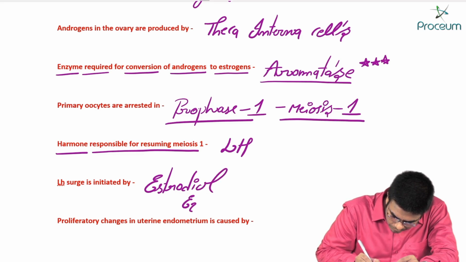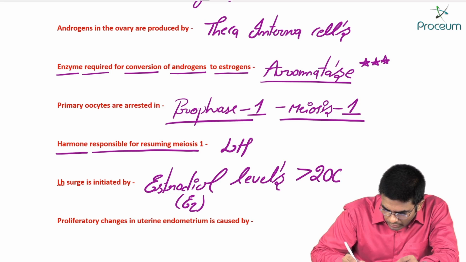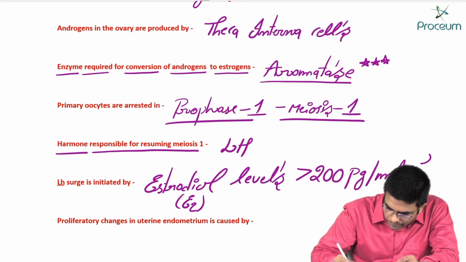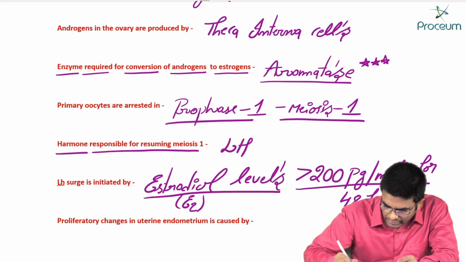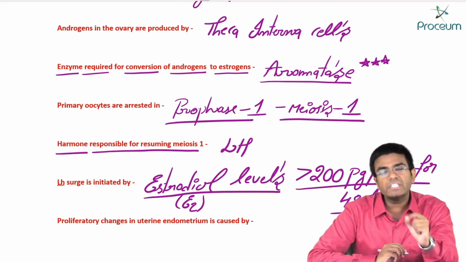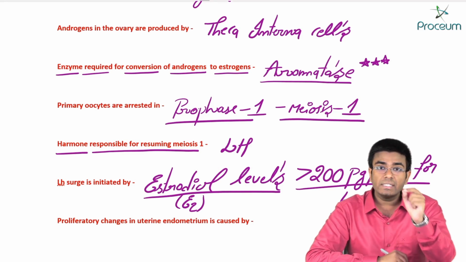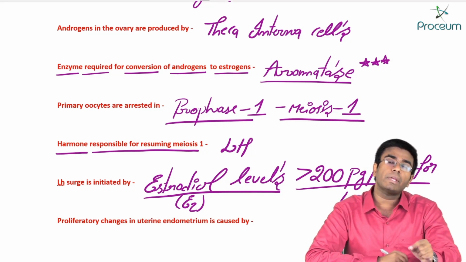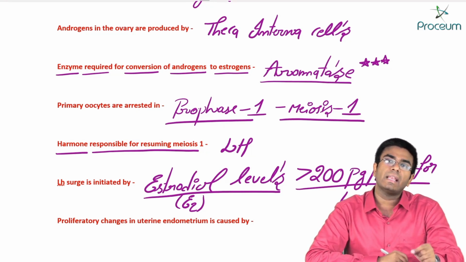Okay, estradiol, E2. Estradiol levels of more than 200 picograms per ml for 48 hours will trigger the LH surge. Guys, you have to keep this point in mind. Who initiates the LH surge? The LH surge is initiated by estradiol levels. These estradiol levels of more than 200 picograms for 48 hours will give the feedback for the LH surge.